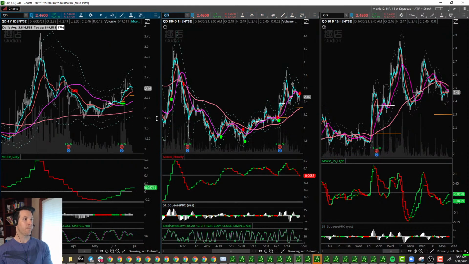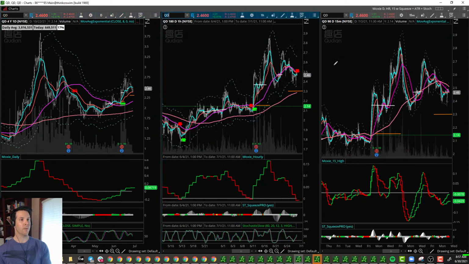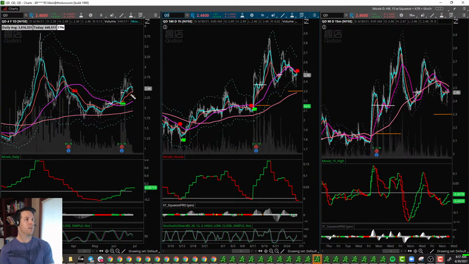And on the daily, the other thing I've been looking at, and then on the hourly, is I put my stop just below the 21, because usually when things are in an uptrend, they will pull back to about the 21, but that's about it.